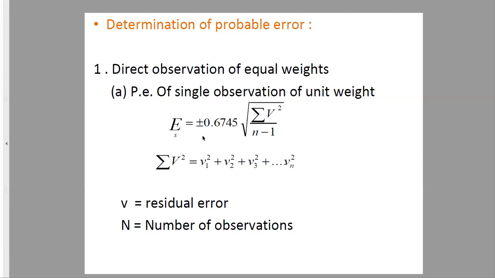So here the equation is plus minus 0.6745 multiplied with root under v square divided by n minus 1, where v square is residual error. Okay, and how we'll calculate them? Simply we'll subtract each observation with their mean, then we'll square them and add them. So we'll get this term v square, and n is the number of observations. Suppose there are 10 observations, so the denominator will become 9, because 10 minus 1 is 9.